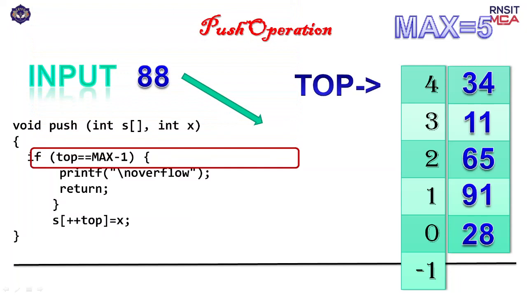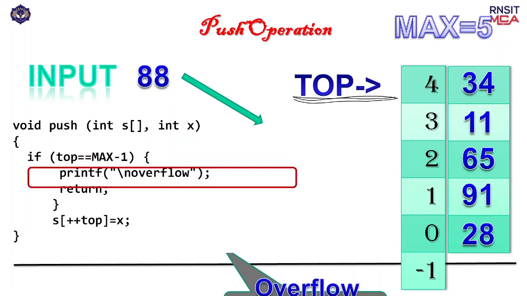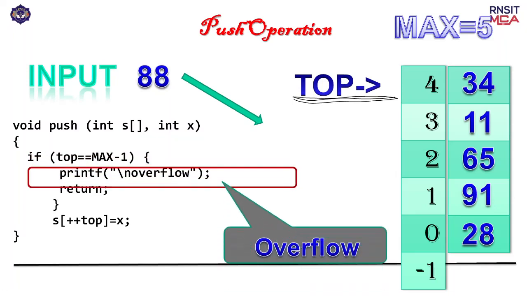Now next number 88. Observe now, very very important. Before inserting 88, you just check whether top has reached maximum - 1. Yes, top has reached maximum - 1. That is, it has reached the maximum position. So immediately you display the message overflow. So the overflow message is displayed, and the element 88 is not able to be inserted. This is how your entire push operation works with respect to your code.